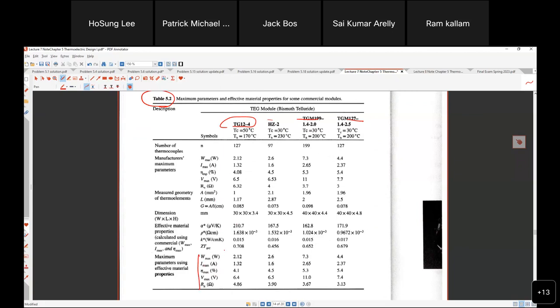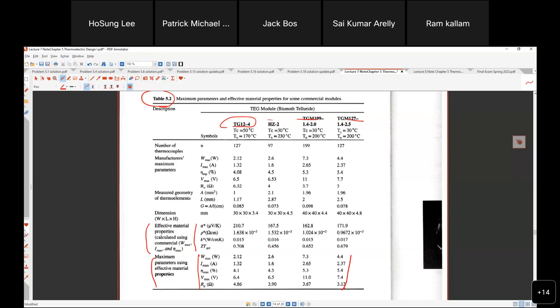I will discuss, but once I have a maximum value, I can compute effective material property. Why? Because they provide the maximum values. Listen carefully, students. You have to understand everything I'm saying today. If you don't ask me, I will repeat. I will speak slowly. For the commercial product, we have maximum values. Everybody knows that, right?